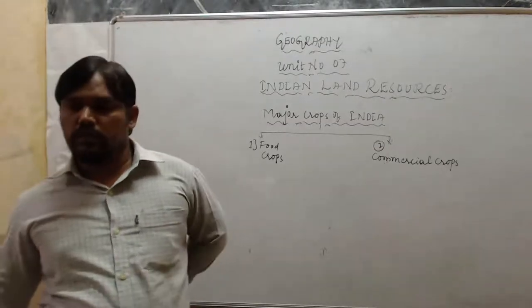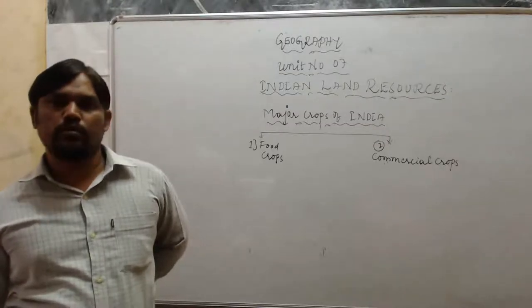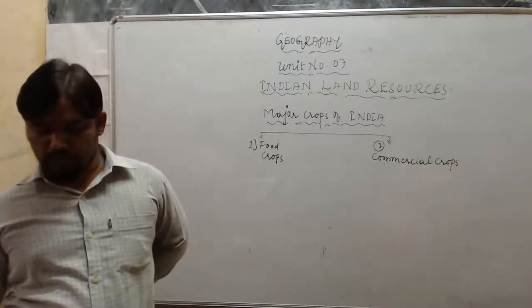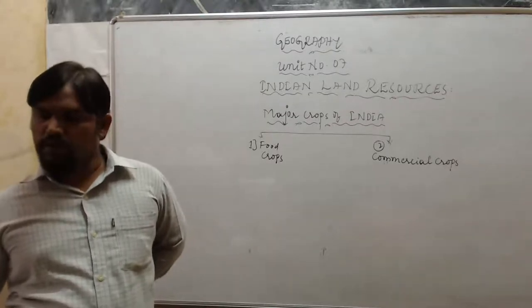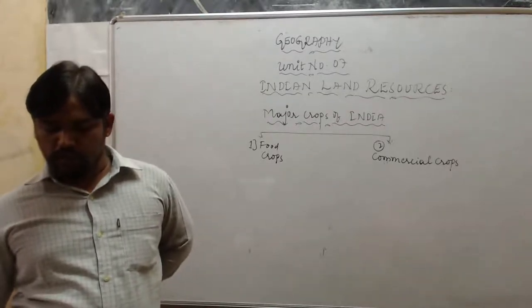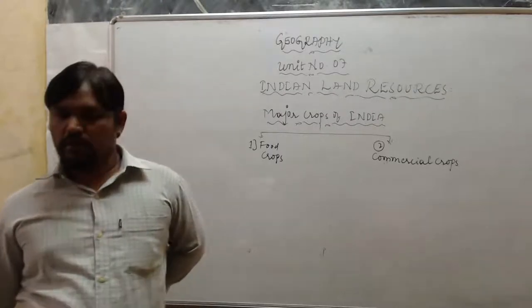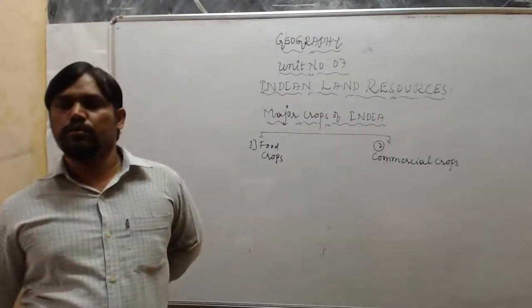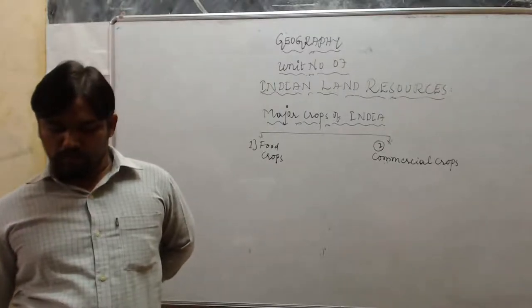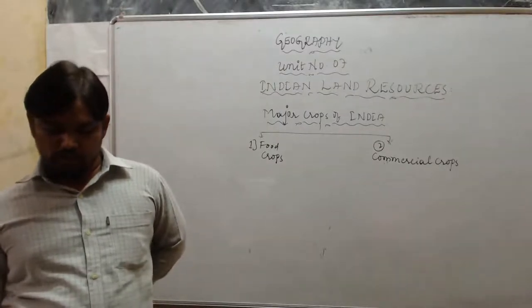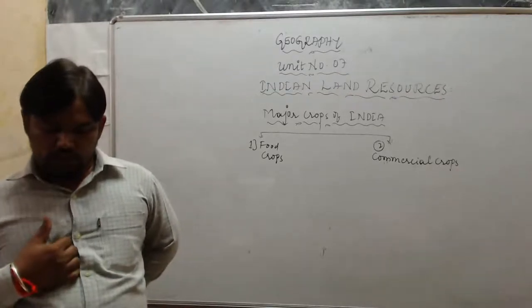Next, in India, which Indian state is the largest producer of tobacco? That is Andhra Pradesh. But in the world, India is the third largest producer of tobacco. India is the third largest producer and exporter of tobacco in the world. Up to here we have discussed.